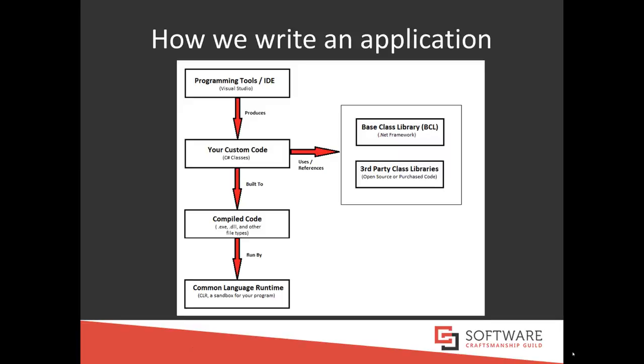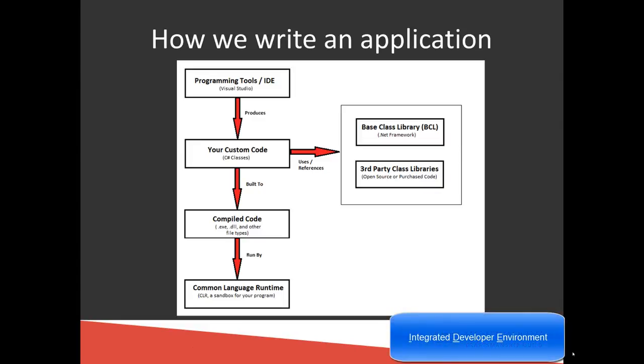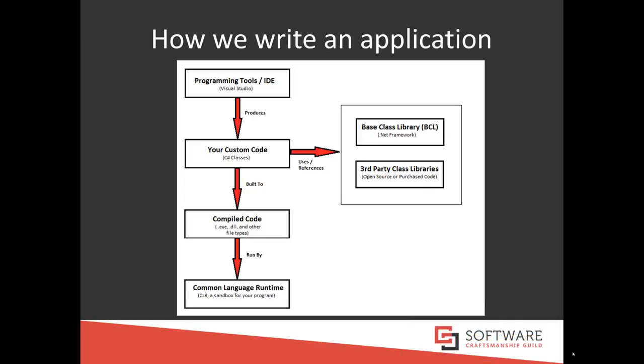Before we get started though, I just want to show you a high-level overview of how we write an application in C#. First, we're going to use our programming tools, or IDE, which stands for Integrated Developer Environment. Visual Studio is an IDE. All it is is a piece of software that helps us to author code. And it streamlines common tasks like compiling our code, handling errors, creating classes. It even has project templates like the console application, which gives us a good starting point for our application so that we wouldn't have to go out and create our structure on our own.